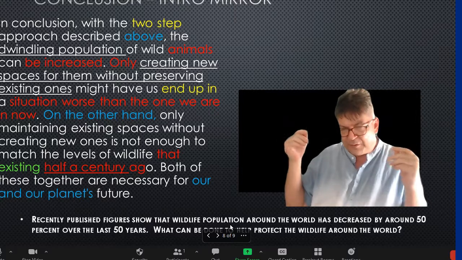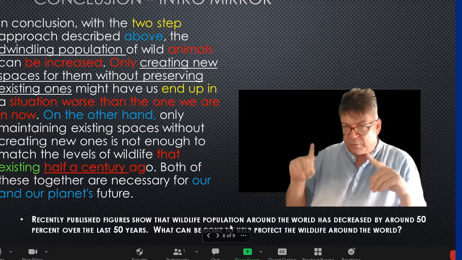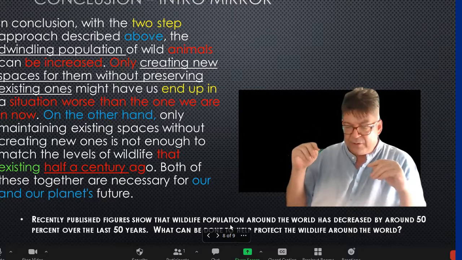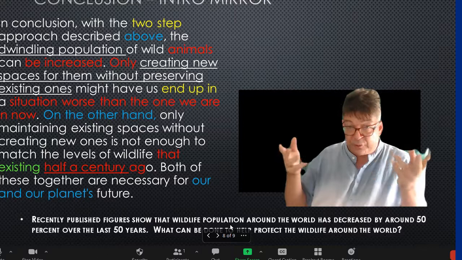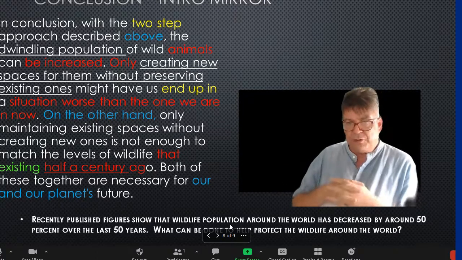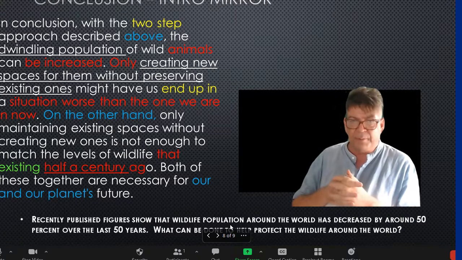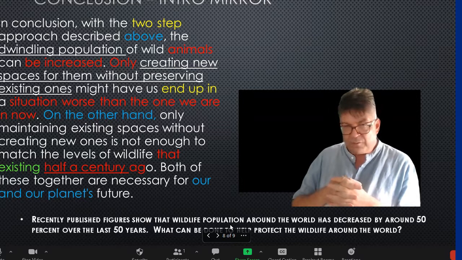Well, avoid that, "above." The dwindling population of wild animals and plants can be increased. Once again, only answer the question that's being asked. Are you being asked, what can we do to increase the animals? No, that's not being asked. Only creating new spaces for them without preserving existing ones might have us end up. End up is a phrasal verb, and it's a bit informal for this context. End up in a situation worse than the one we are in now.